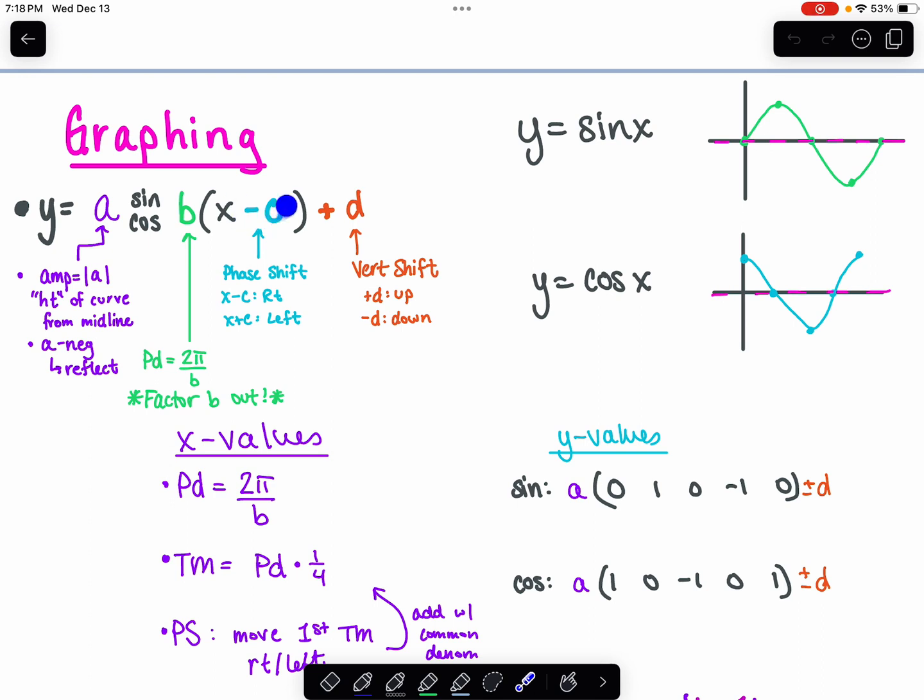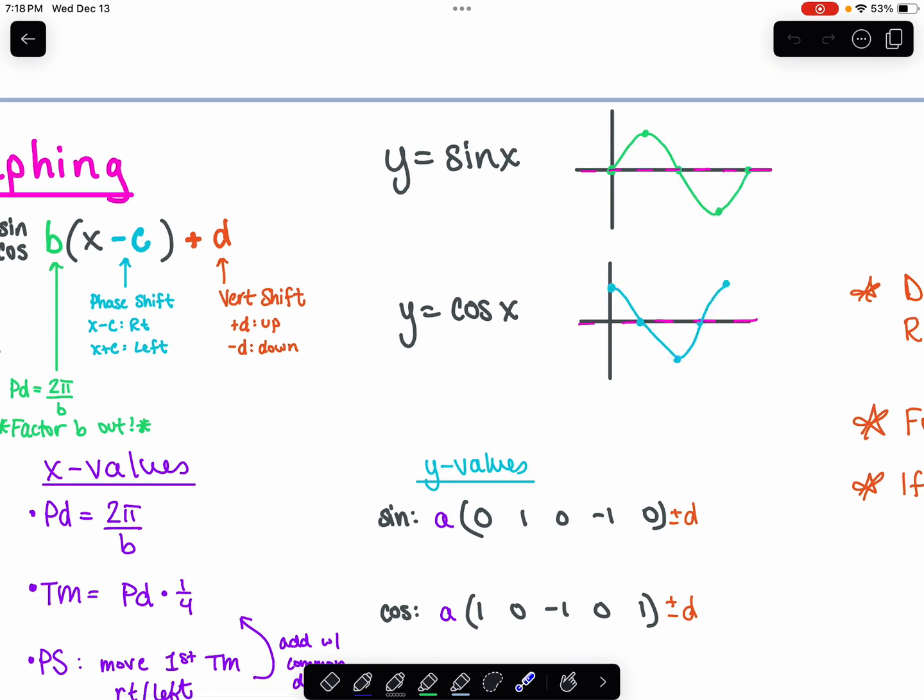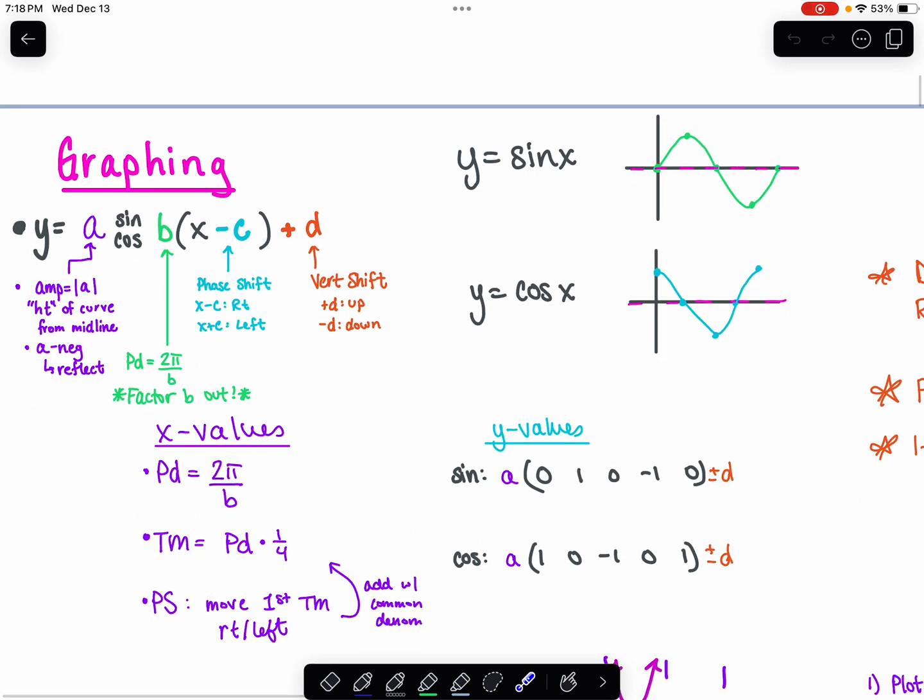Speaking of our horizontal shift or our phase shift, we do the opposite of what this number says. If it's minus C, we go to the right, plus C, we go to the left. And then we have our vertical shift outside, we do what it says. Remember, the numbers outside of the parentheses affect our Y values, and the numbers inside here with X affect our X values. So make sure you know the basic shape, and then we do our work like this.